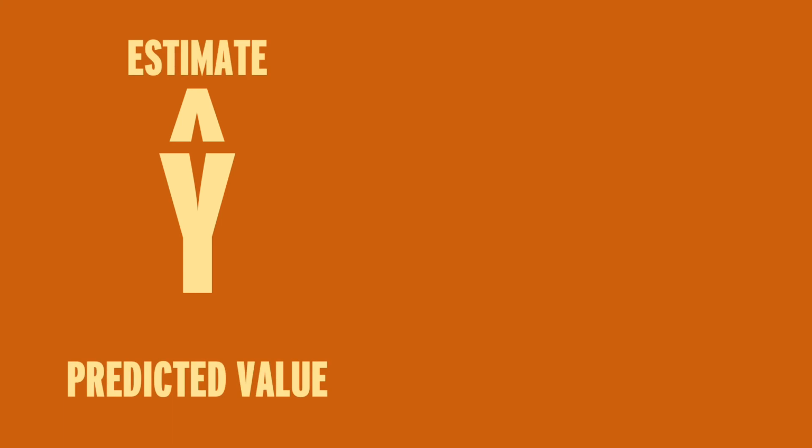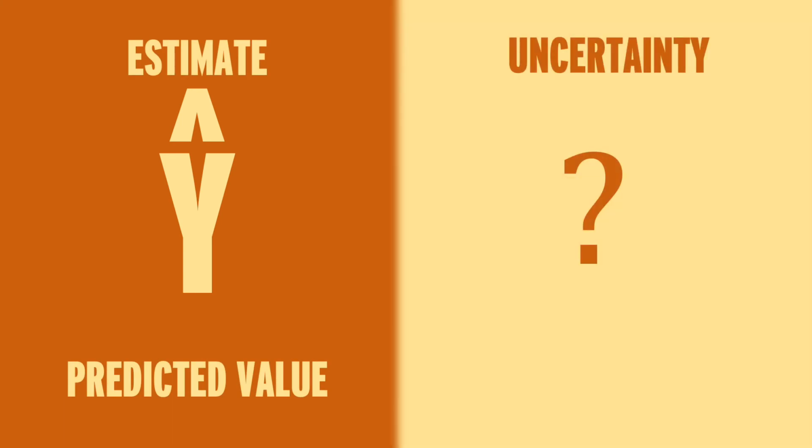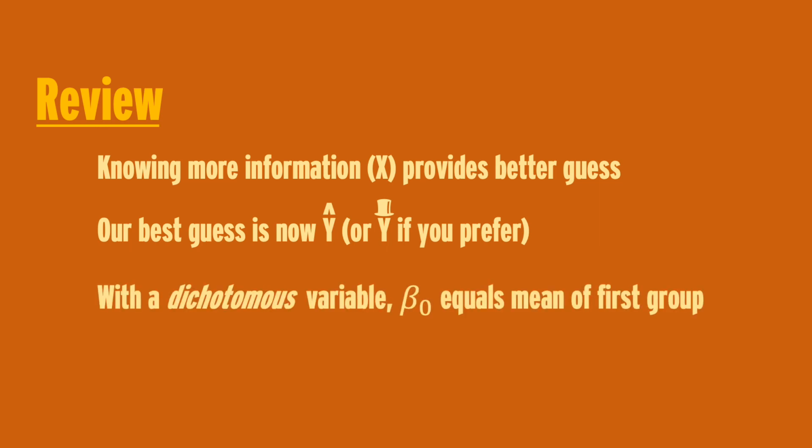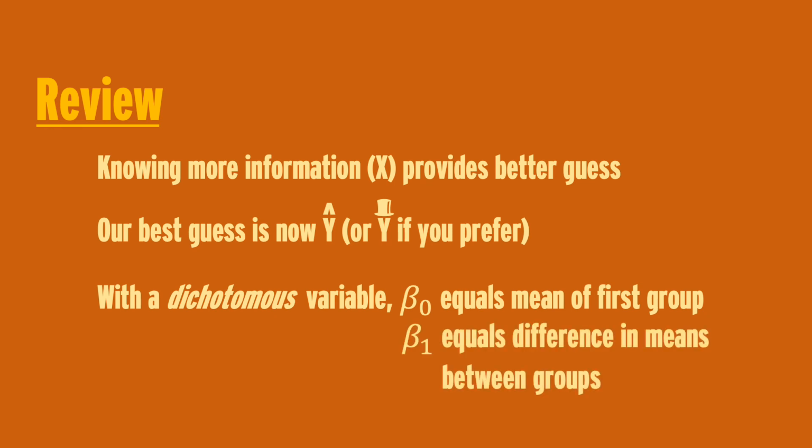In a future episode, we will discuss the uncertainty of this model, because remember, you should always report the model and its uncertainty. To review, knowing more about an observation in our dataset provides us a better guess if we include that information in our model. Second, we now call our best guess y hat, or y hat if you prefer. With a dichotomous variable, beta naught equals the mean of the first group, and beta 1 equals the difference in means between the two groups.